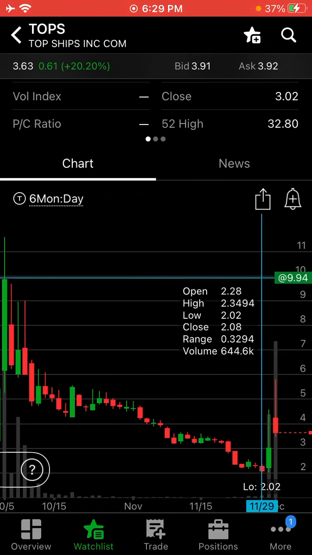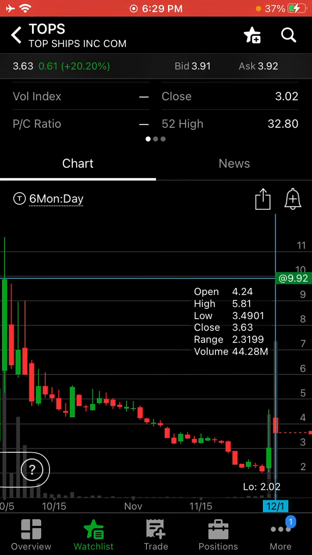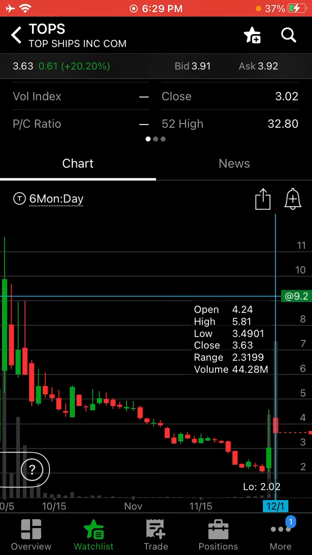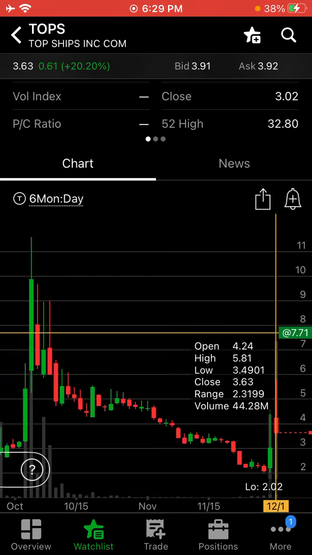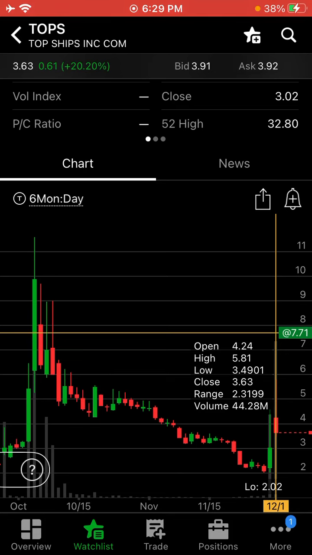So today I move the line here over today, and we see that the stock, the volume traded 44 million. So in the last video I looked at the float of Tops, and we saw that after they did a reverse split, the float shrank to 2.8 million.